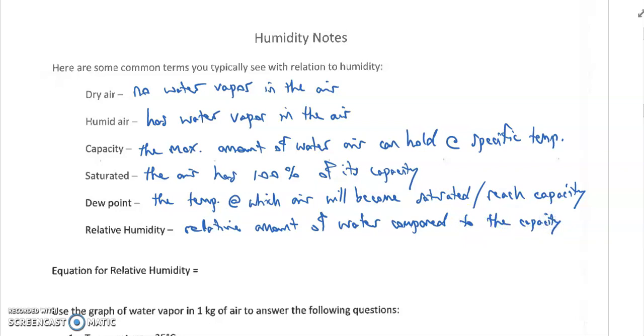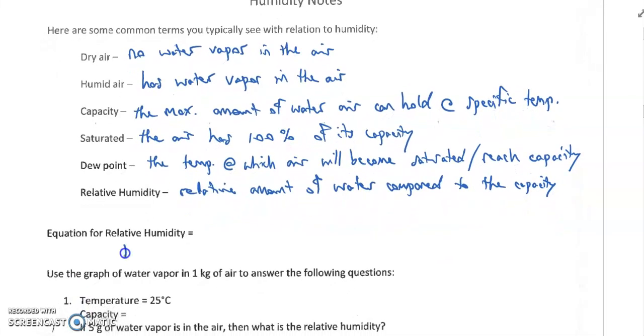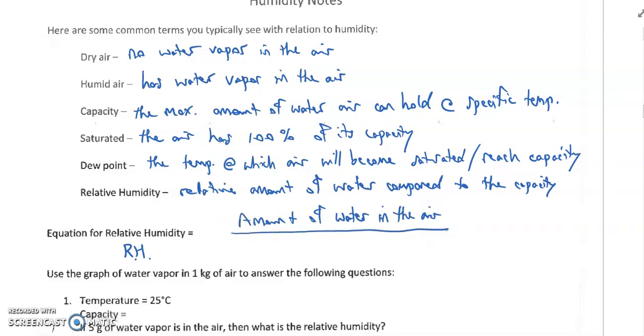We take the equation for relative humidity. Sometimes you see this shortened to just RH as an abbreviation. It's the amount of water that the air currently has in it, whatever your current amount is, divided by whatever the maximum amount is, which is the capacity. And because we want it to be a percentage, we multiply it by 100.